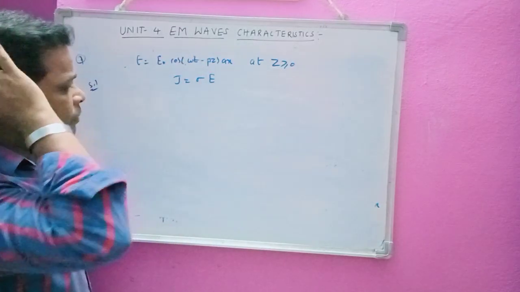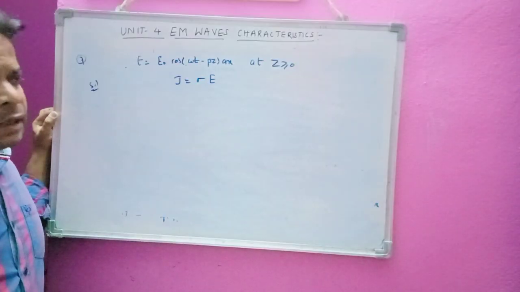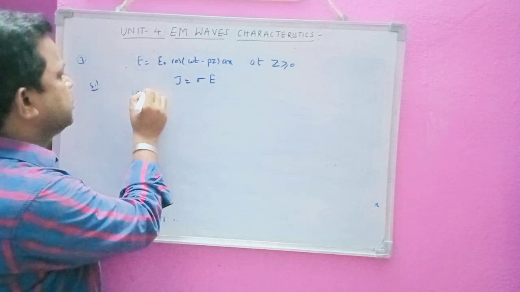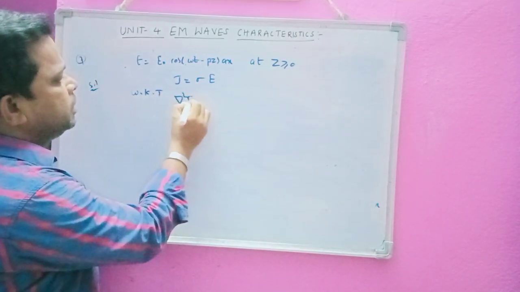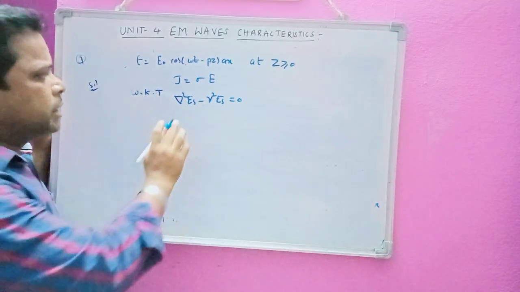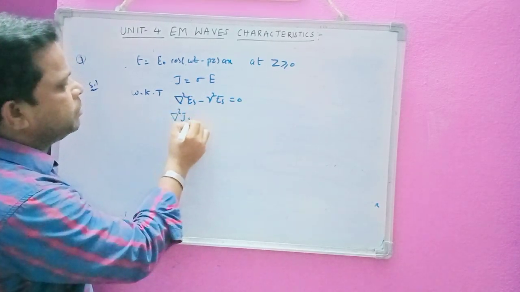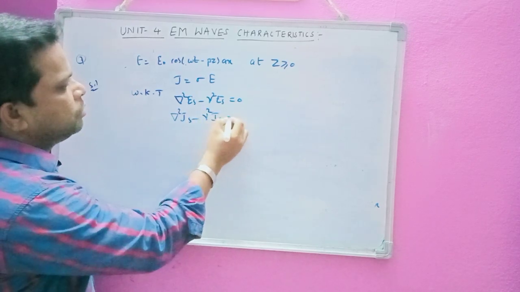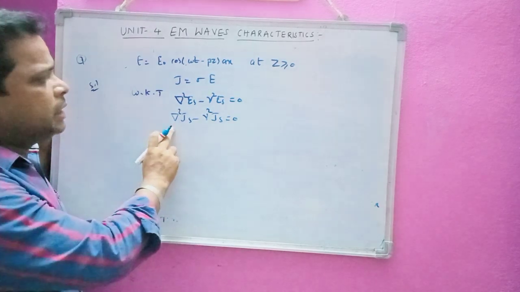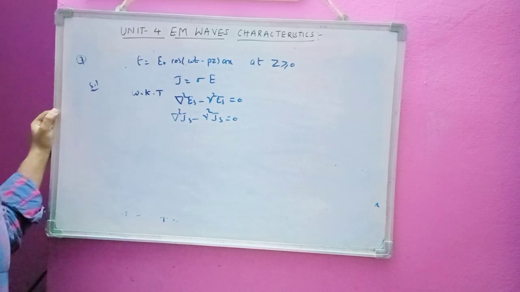We know the wave equation, that is del square ES minus gamma square ES is equal to 0, one of the wave equations we have seen. The same wave equation is going to be satisfied for J here, that is del square JS minus gamma square JS is equal to 0. Let us take that equation. Now it is incident at z greater than 0, so the wave is having an x component.